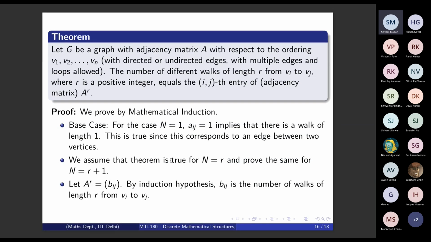Now this is the last theorem. It says: let G be a graph with adjacency matrix A, with respect to the ordering V1, V2 up to Vn. The theorem says the number of different walks of length r from Vi to Vj equals the ijth entry of the adjacency matrix A to the power r.